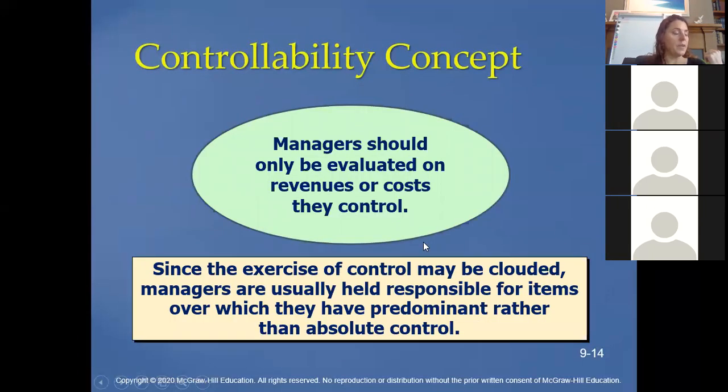Okay. Managers should only be evaluated on revenue or costs they can control. That makes sense. I mean, why would they be evaluated on something they can't control, something they have nothing to do with?